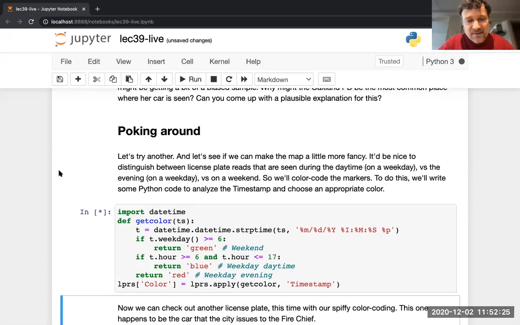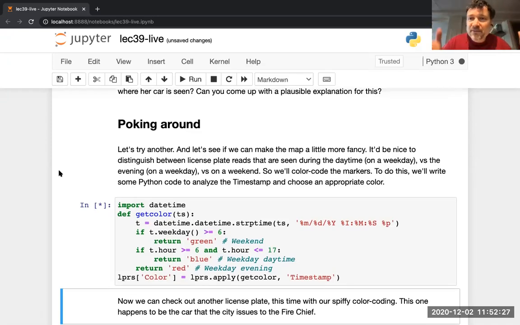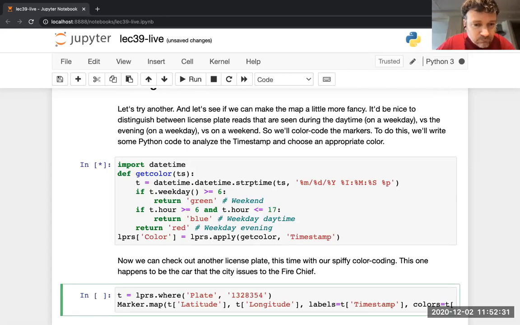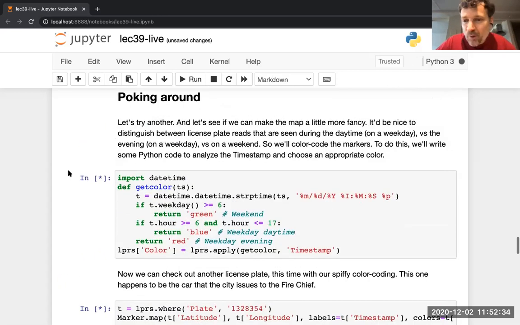And then I went and found the fire chief. I was like, oh, okay, the fire chief also gets issued a car. So let's go look and see where that car is seen. Now, before this map comes up while it's computing, any ideas why I wanted to color code like this? Why are these different categories interesting? Not working on the weekends. So yeah, if we see it during the weekday, during daytime, that might be the work location.